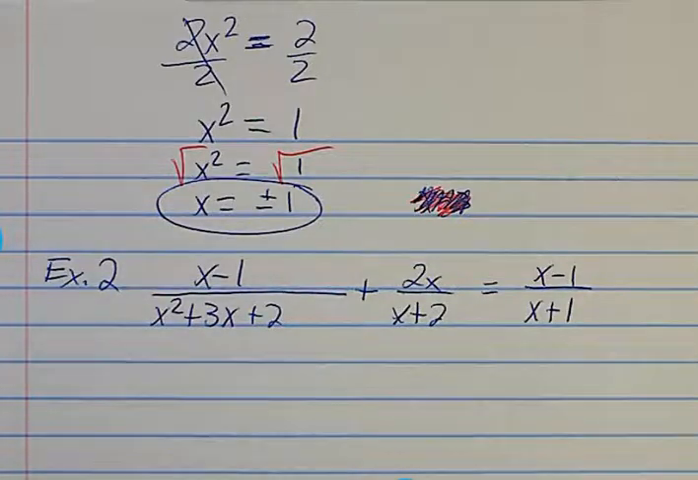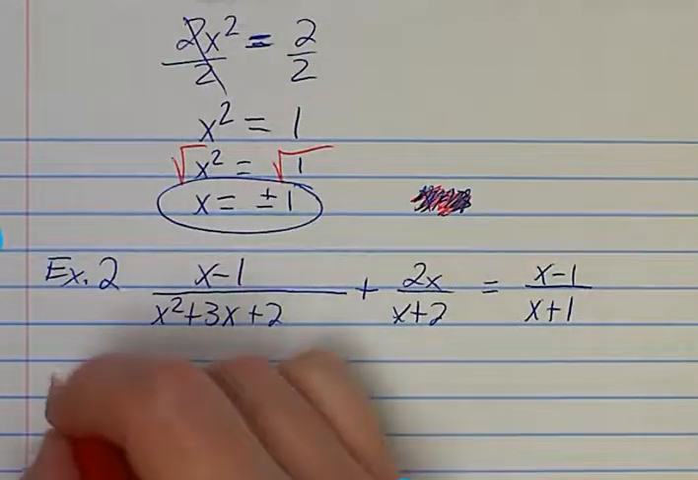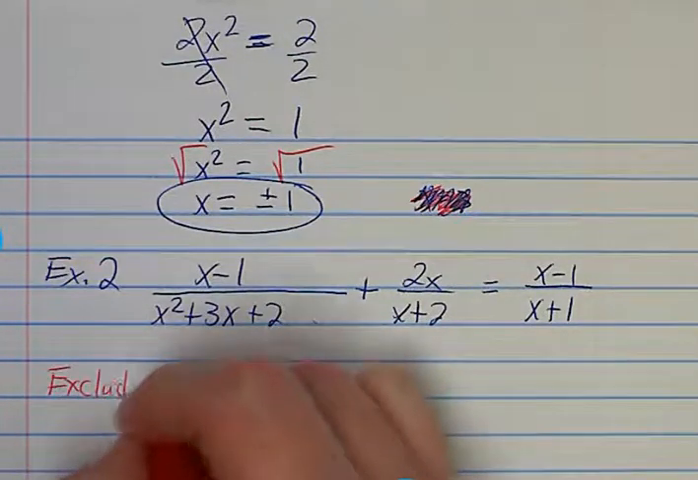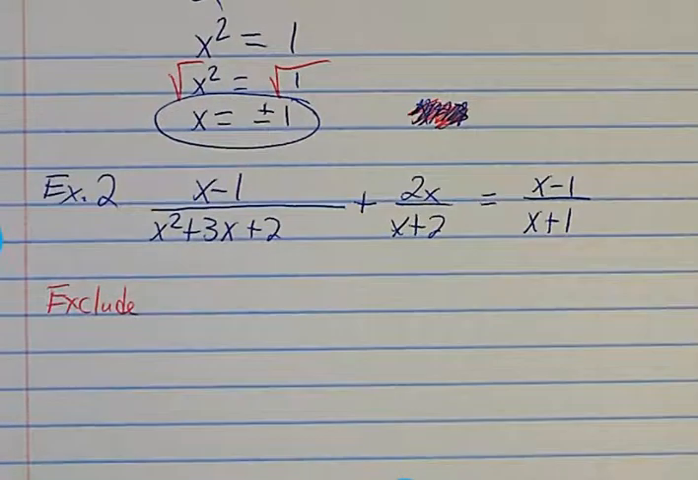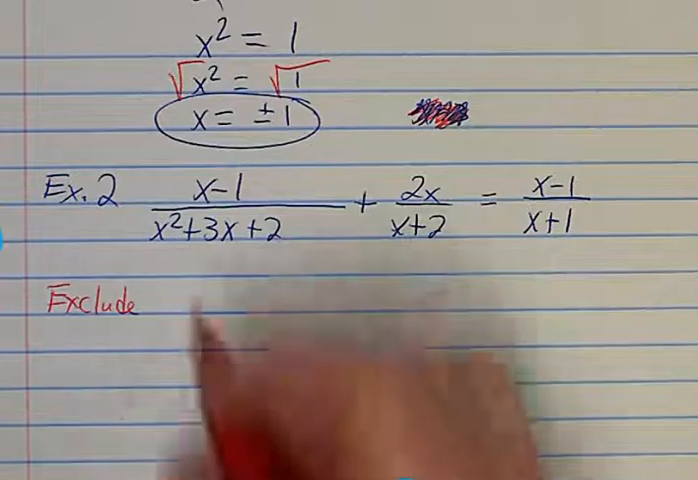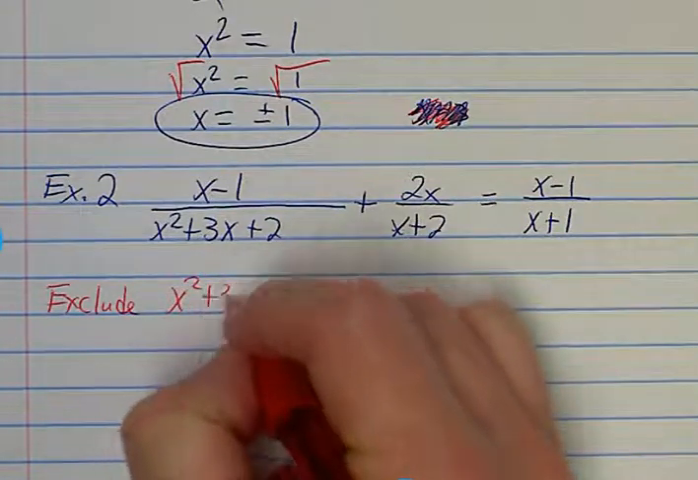Okay, so very first thing is, once we've got this one, we've got to figure out what our excluded values are. And again, this is kind of two parts. When we do the excluded values, we're also going to find the least common denominator. So at the same time, we're doing basically two steps in one here. We're going to exclude all the denominators equal to 0.